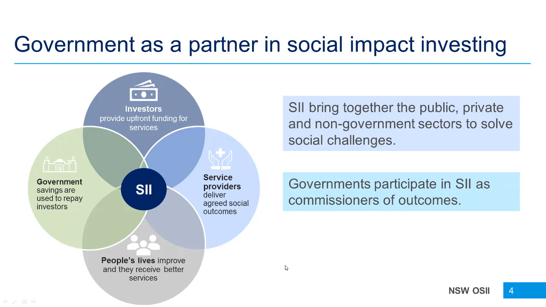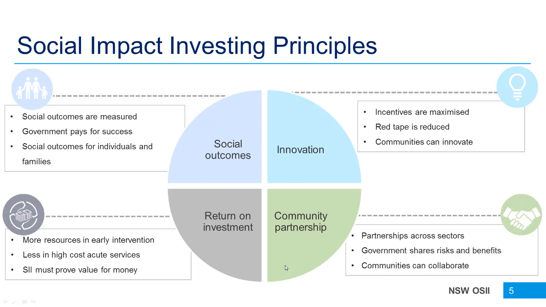And finally, government can generate savings and more effectively deliver services to the people of New South Wales by ensuring that we fund programs to improve the lives of the people of New South Wales. So what are our social impact investing principles? We have 4 social impact investing principles. The first one is a focus on social outcomes. This means that social impact investments seek to achieve social outcomes for individuals and families. These outcomes are measured, and then government will make a payment when those outcomes are achieved.